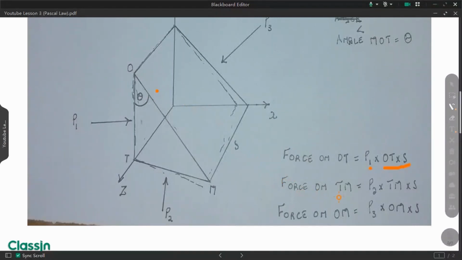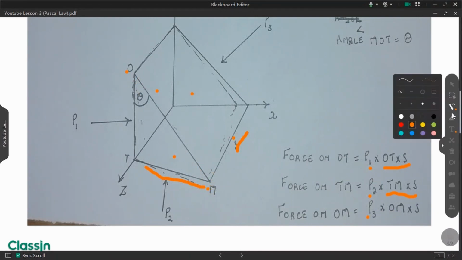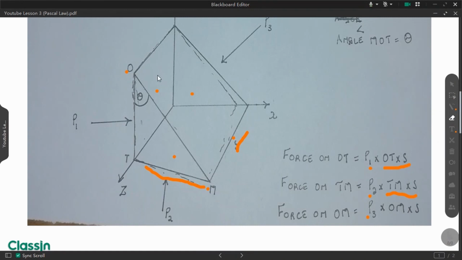When we move to the bottom face, the force is equal to P2, which is the pressure, multiplied by TM, which is this length, multiplied by the thickness S. And the same is true on this face, where you have P3, which is the pressure, multiplied by the area, MO or OM, multiplied by S. So those are the forces on those different faces, right?